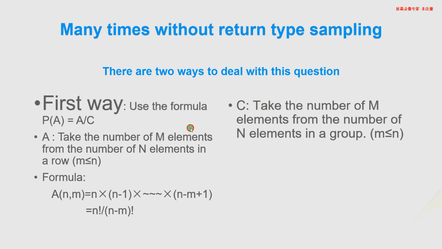And then another way is use number C. The number C is take the number of the m elements from the number of the n elements in a group, and the m should be lower than n or equal n. The formula is that C equals the factorial n divide the factorial m multiply the factorial of the n minus m.